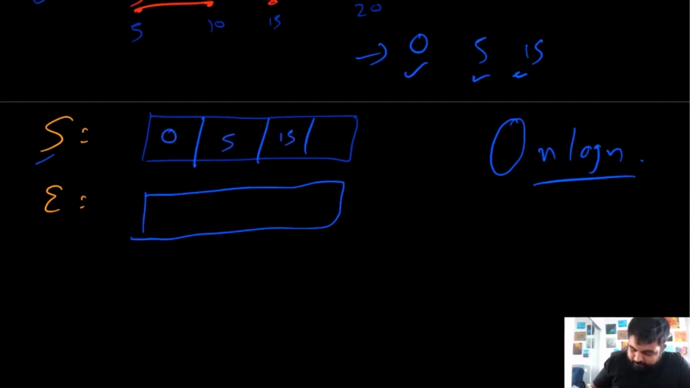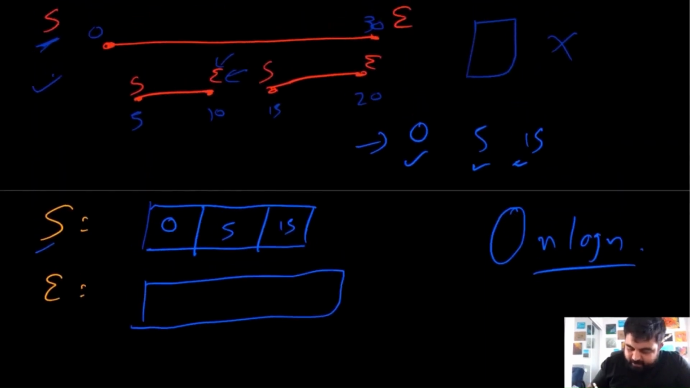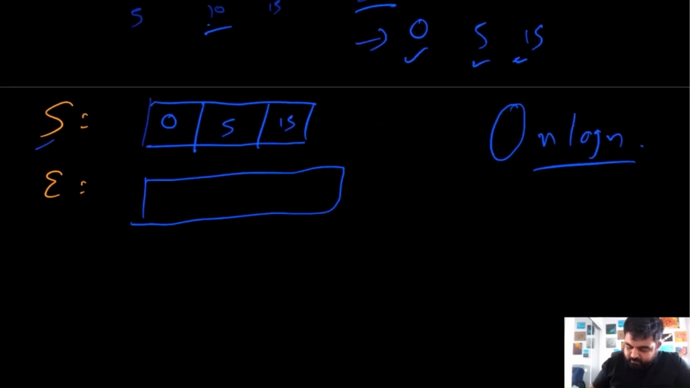Okay, let me get rid of this extra space. Okay, now the ending values are 10, 20 and 30. So again, let's sort based on the ending values. So 10, 20 and 30.